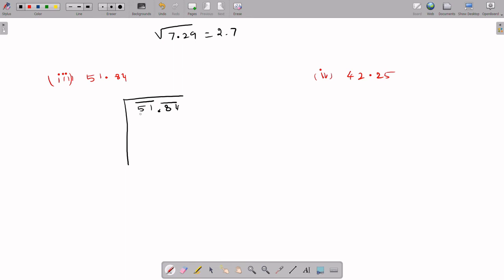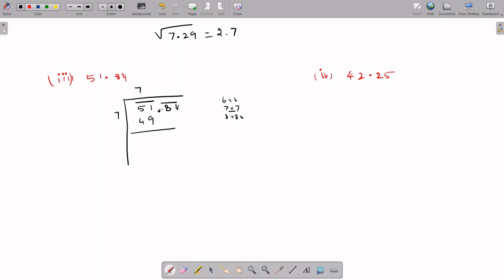Here you have 6 6s are 36, isn't it? 7 sevens are 49 and 8 eights are 64. 64 is greater than this one. So only possibility is 7. So 7 sevens are 49. You have to use it. And here this number is over.